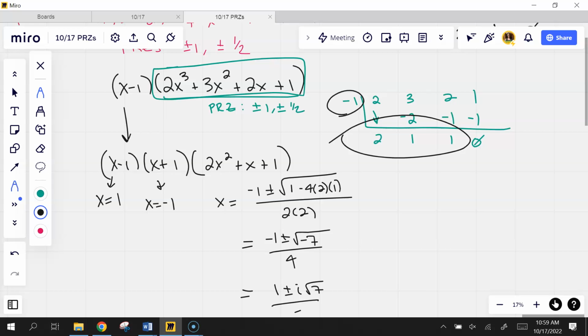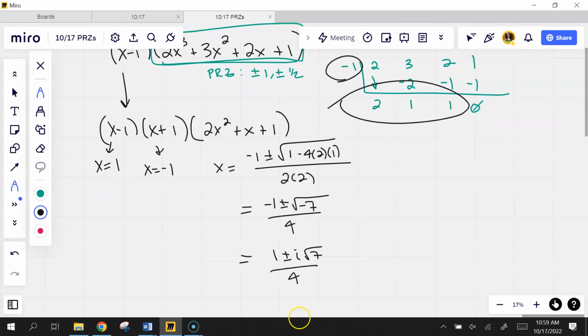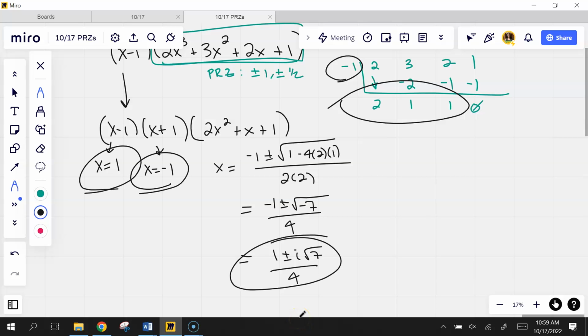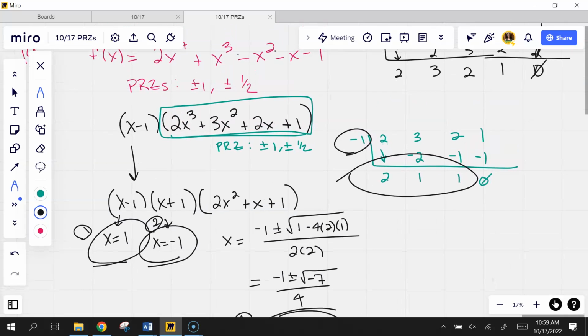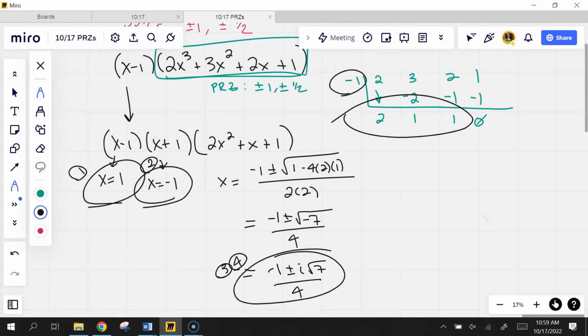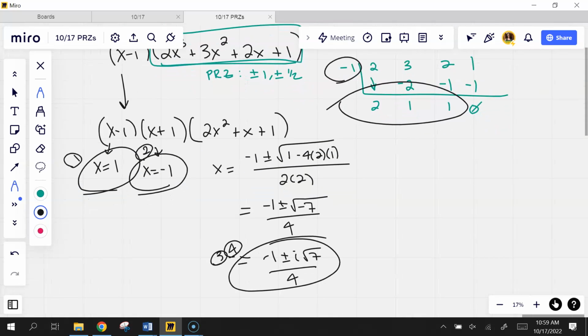You forgot the negative. You forgot the I. Oh, yeah. Thank you, Miguel. All right. 1, 2, 3, and 4. I have all 4 solutions. It is a degree of 4 initially, and so it works.